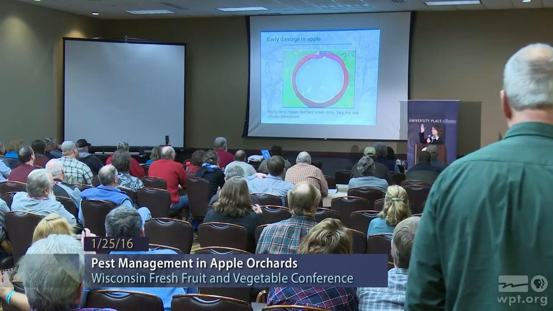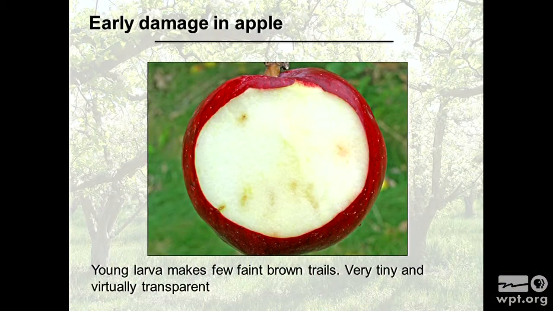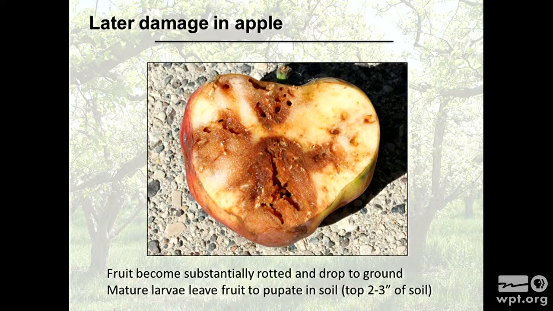If you do a lateral cut of the fruit, this is what you'll see. You have those very faint brown trails in there. The larvae are very small and tiny. They're hard to find. That's why they are called the railroad worm, in part, because of those trails that they make. But as the larva continues feeding on the fruit, that's when you definitely can see the damage. It's much easier to see as the larva gets bigger and the fruit gets substantially rotted.